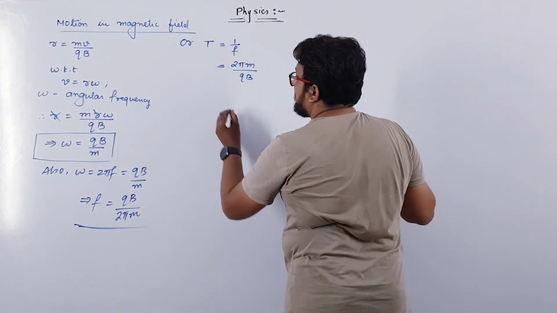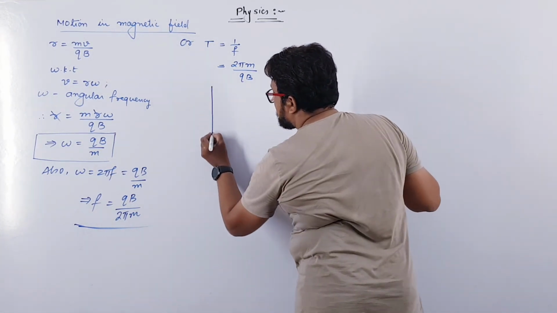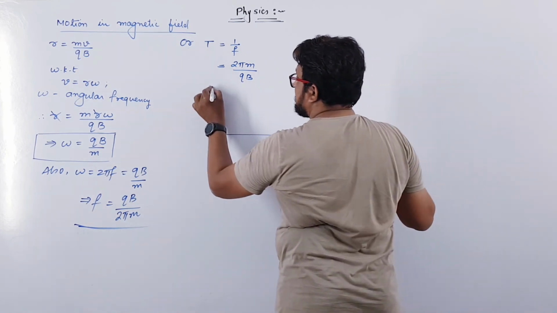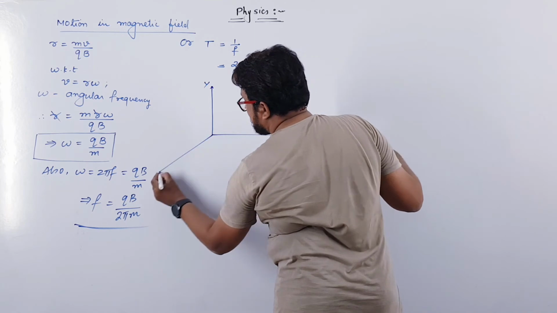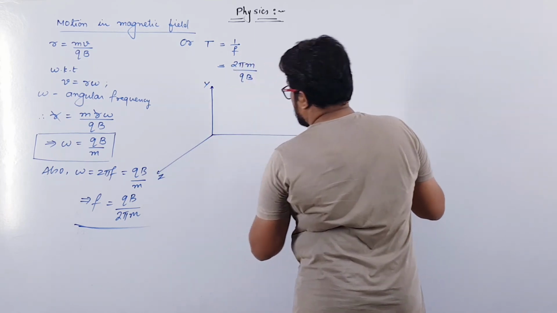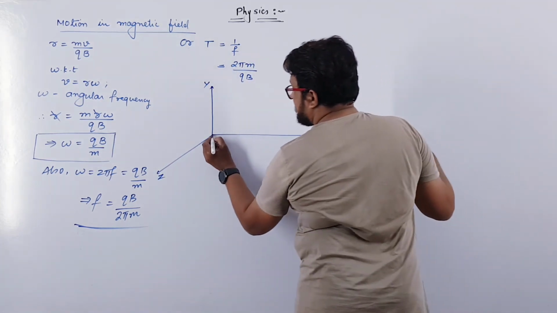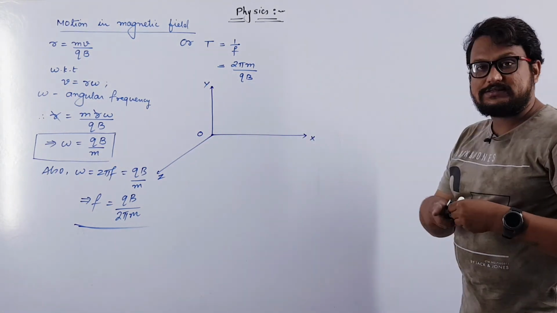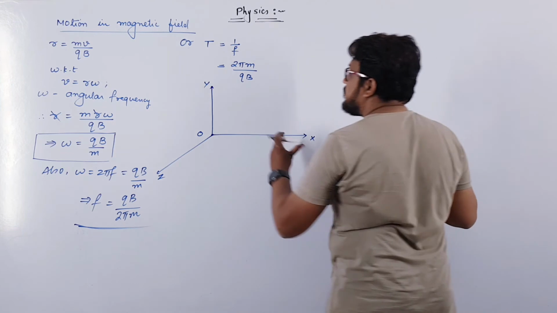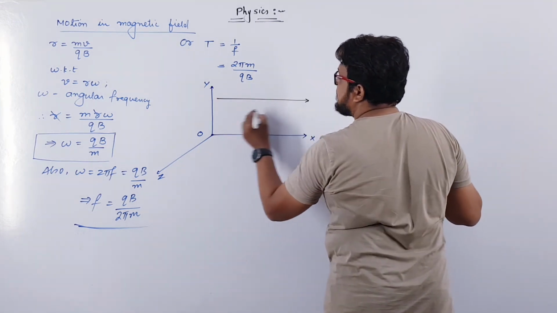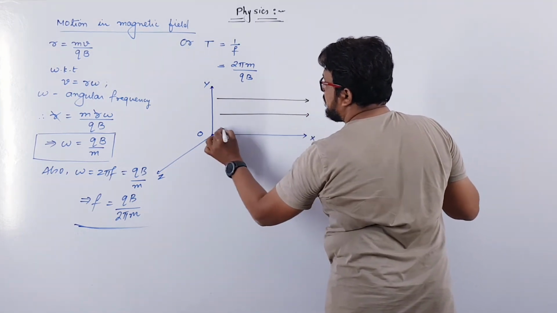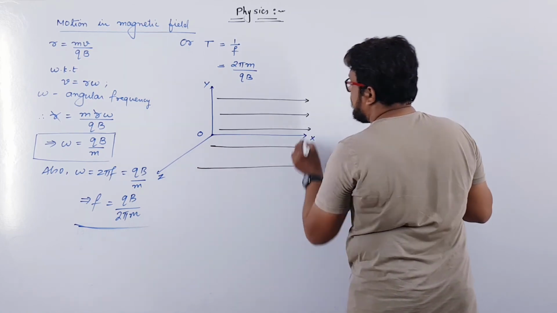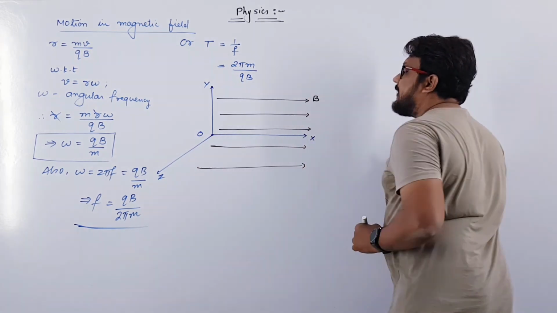Let us say this is our x-axis, this is y, and this is the z-axis, right? x, y, and z-axis. Let us say the magnetic field is along the x-axis. The magnetic field is uniform and it is along the x-axis. So let us say this is the uniform magnetic field which is along the x-axis.